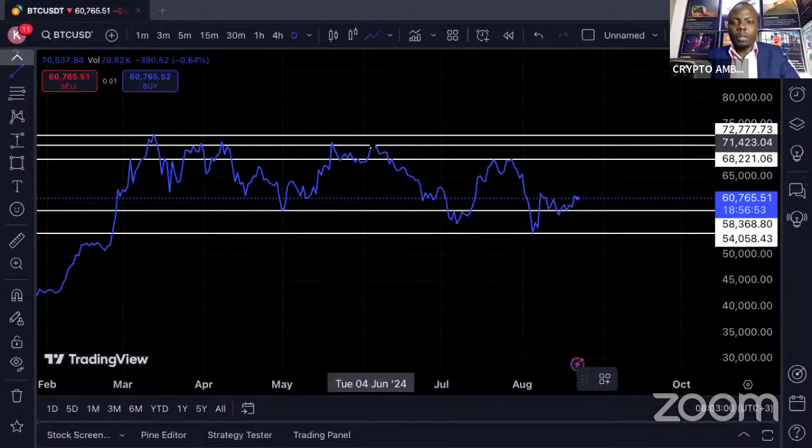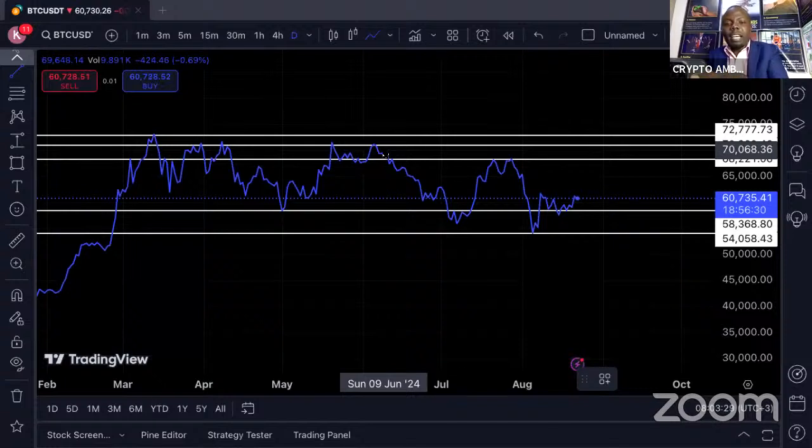Now, this was the highest point. So when the market is on a downward trend, we draw a trend line above the candles. And when the market is on an upward trend, we draw trend lines below the candles. So I have a question. Where I have pointed, is it an uptrend? Is it a downward trend?